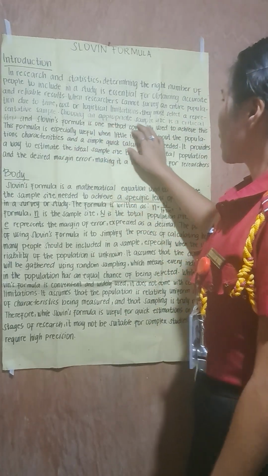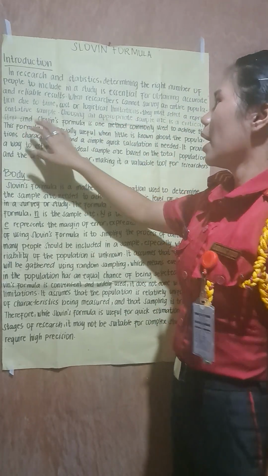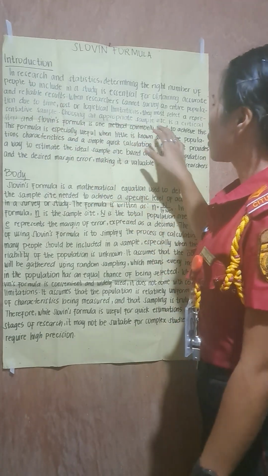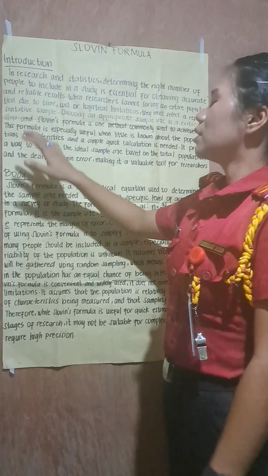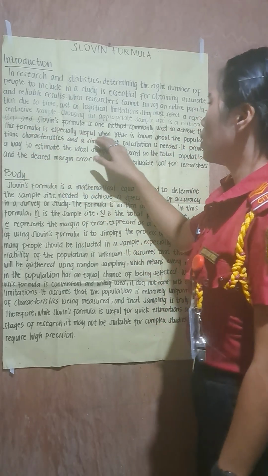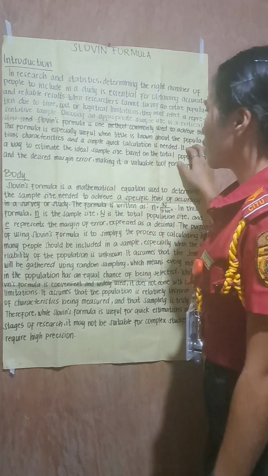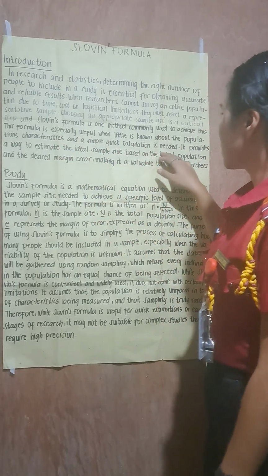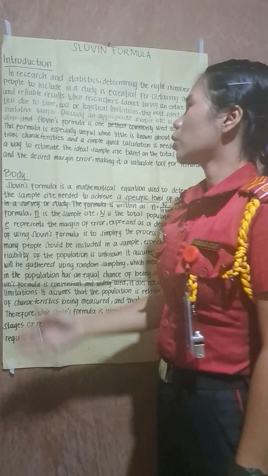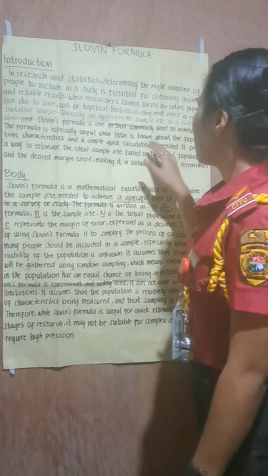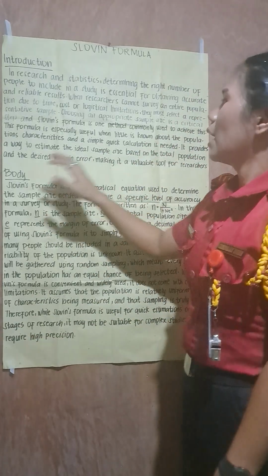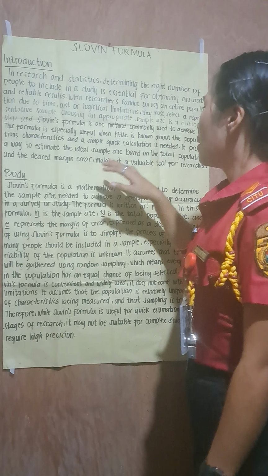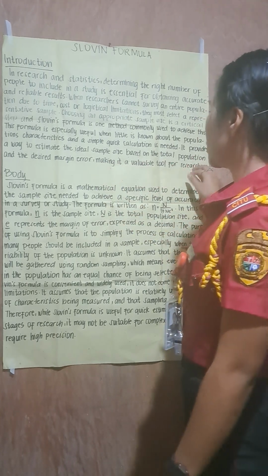Then choosing an appropriate sample size is a critical step, and Slovin's formula is one method commonly used to achieve this. This formula is especially useful when little is known about the population's characteristics and a simple quick calculation is needed. It provides a way to estimate the ideal sample size based on the total population and the desired margin of error, making it a valuable tool for researchers.